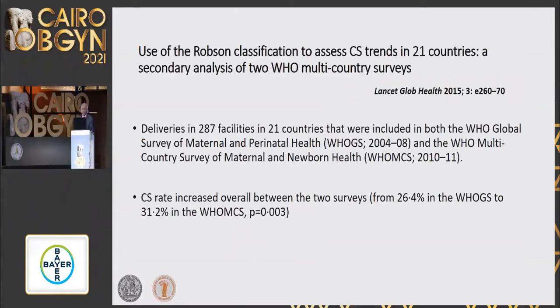This is really a very important study which was published in the Lancet Global Health in 2015. It gives an idea about the cesarean section patterns globally. It was done in 287 maternity units in 21 countries. And in this study, they used 2 global surveys. The first survey was done between 2004 and 2008, and the second survey was done between 2010 and 2011. And they wanted to look at the cesarean section patterns between these 2 time points. I'm sure everybody here, you don't need to do a study, you will know that cesarean section rate is on the rise. So it's not surprising that the overall cesarean section rate in the first survey was around 26.4%. The second one was above 30%. So there is a rise in the cesarean section.